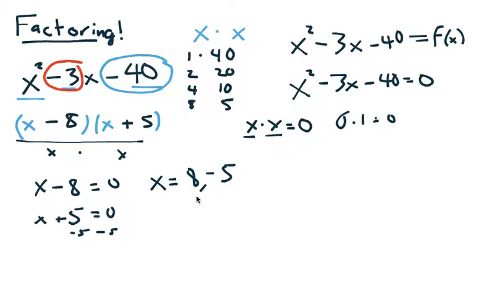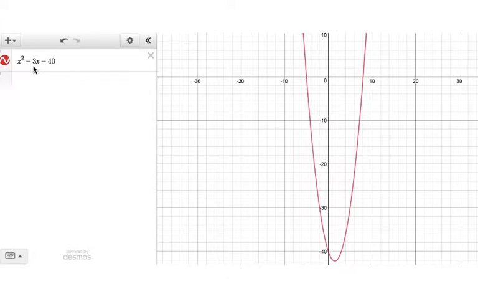So these are the solutions in which x can equal in order for y, or the function, to be 0. And what I mean by the function is graphically, because this x squared minus 3x minus 40 is a parabola. So if you take a look here, I just graphed it on Desmos, x squared minus 3x minus 40. You get this parabola here.